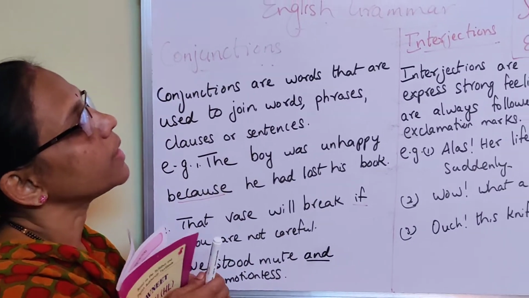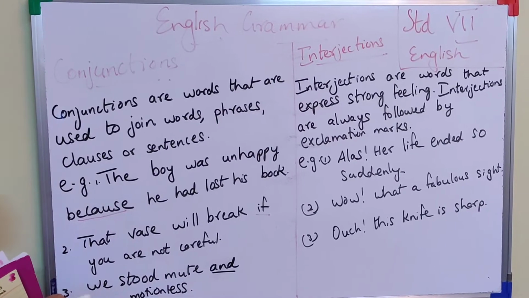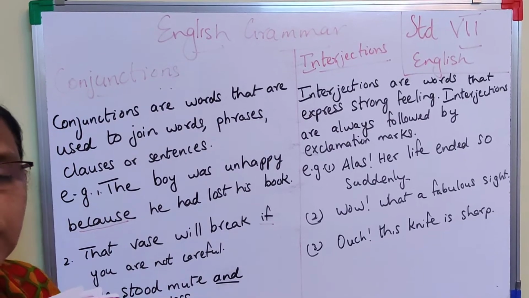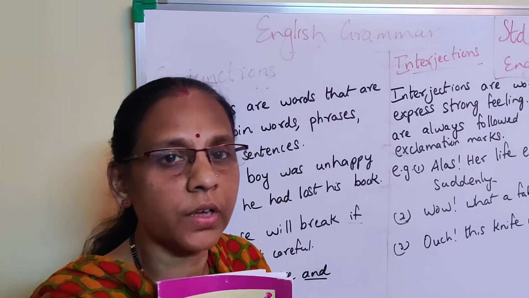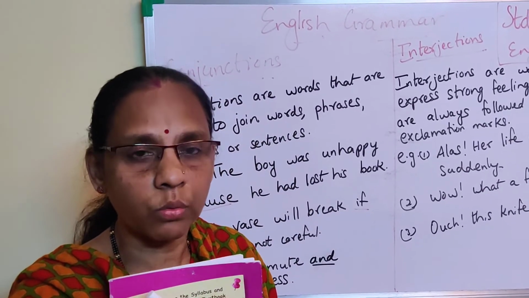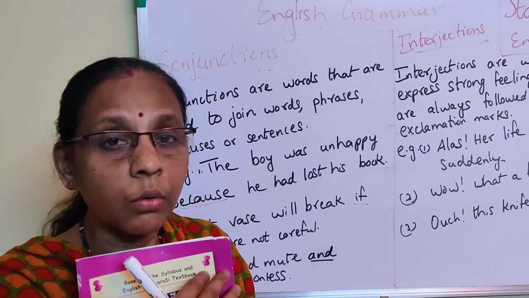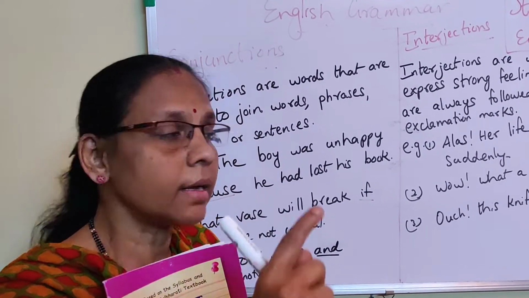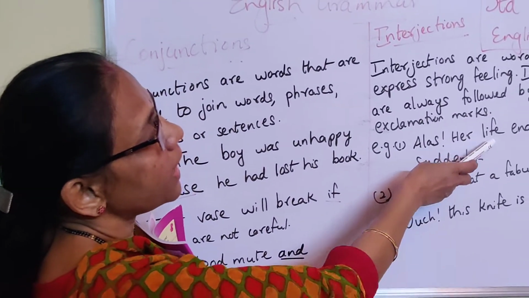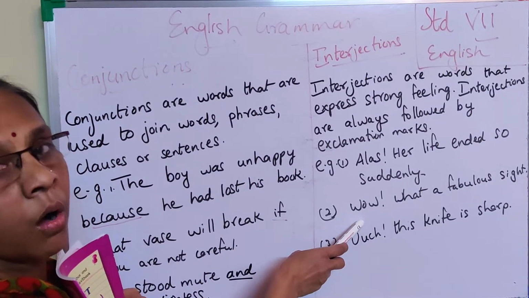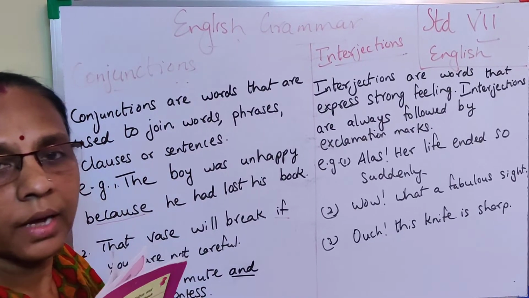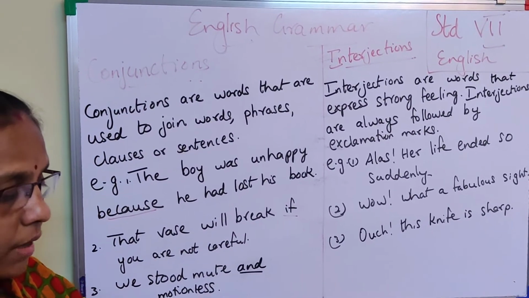Okay, now next comes interjection. What is an interjection? Interjections are words that express strong feeling. Interjections are always followed by an exclamation mark. So interjection expresses strong feeling, and it is always followed by an exclamation mark. Wow, alas, ouch, hooray, all these are followed by exclamation marks, and they express strong feelings. For example: Alas! Her life ended so suddenly. Wow! What a fabulous sight. Ouch! This knife is sharp. Understood? This is the exclamation mark. So always try to understand this.